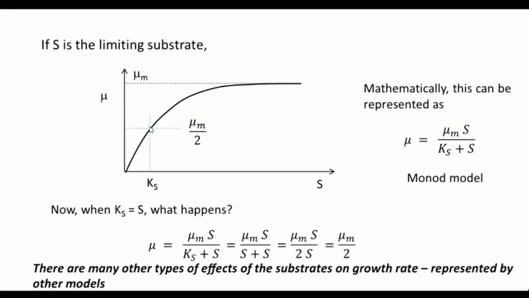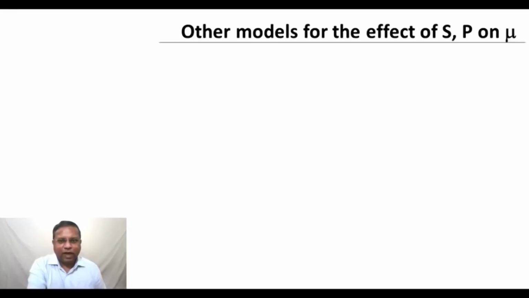Okay. There are many other types of effects of substrate on growth rate, many other ways of representing them. Let us look at a few of them here. The other models for the effect of substrate and product, in this case product would also affect the specific growth rate. For example, I think we did mention ethanol beyond a certain percentage, some 18% or so, starts affecting the growth rate of cells. That can also be represented. I'll give you some brief representations here.